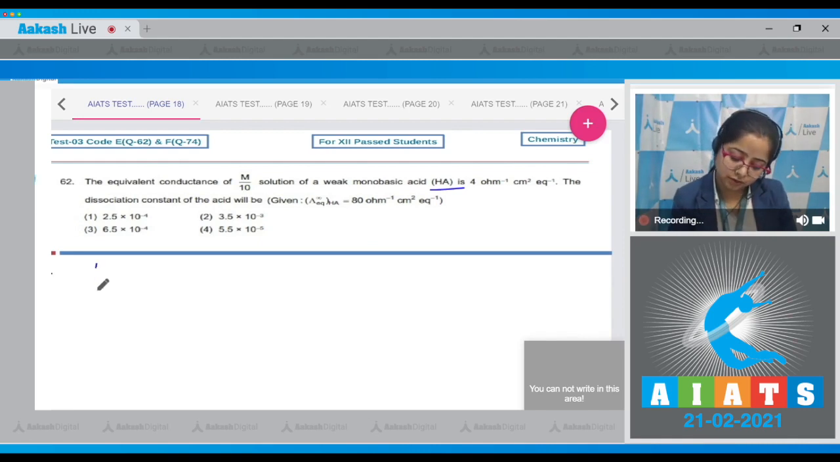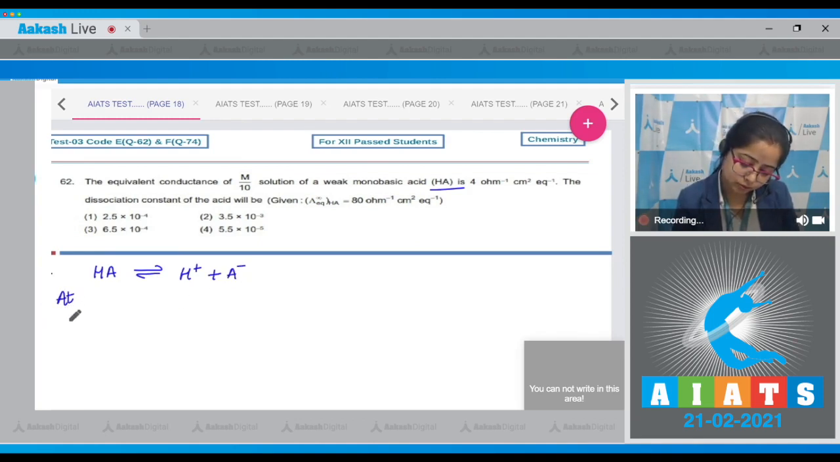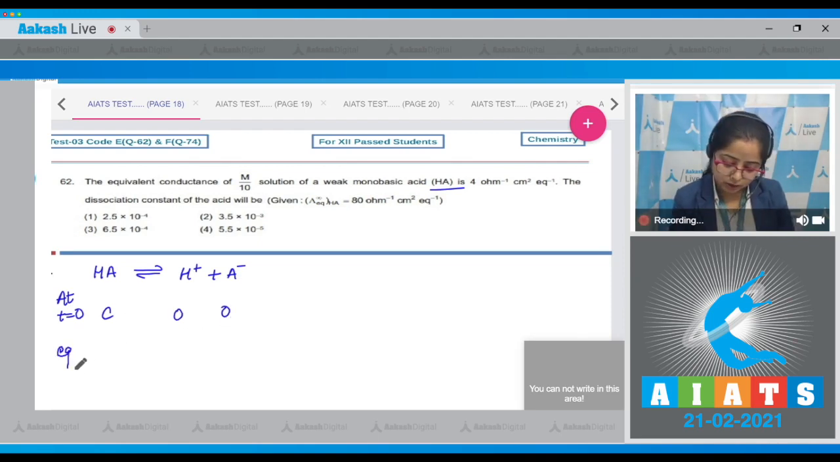Students, in this question we are given an acid HA which dissociates to give H+ and A-. At t equals 0, the concentration of HA is, let's assume, C, and here it will be 0. And at equilibrium, let's assume that alpha will be dissociated. And at equilibrium, the concentration of HA left will be C minus C alpha. So the concentration of H+ will be C alpha, and that of A- will also be C alpha.